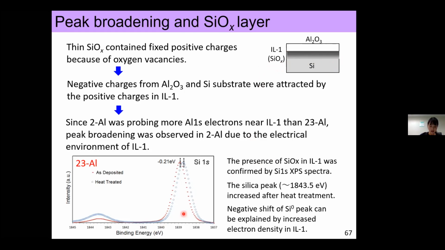So these are the silicon 1s XPS spectra from 23 aluminum sample before and after thermal treatment. The presence of silicon dioxide in IL1 region was confirmed by seeing the increase of silica peak at higher binding energy region. Furthermore, negative shifts of silicon 1s at silicon metal state peak also indicated the increase of electron density in IL1.